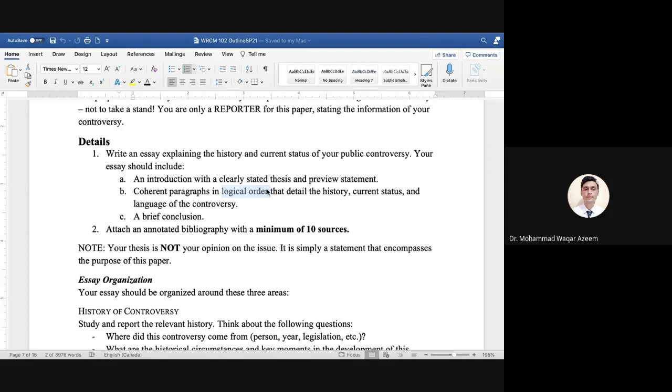The most logical order that you can have for this paper that you are writing is in fact the chronological order, right? Because it is an analysis of the controversy. You should start from the most initial stage of the controversy and then keep moving from point to point until the most recent development.